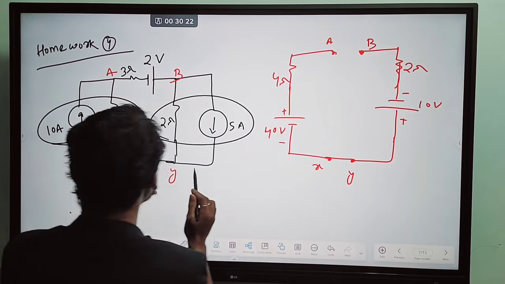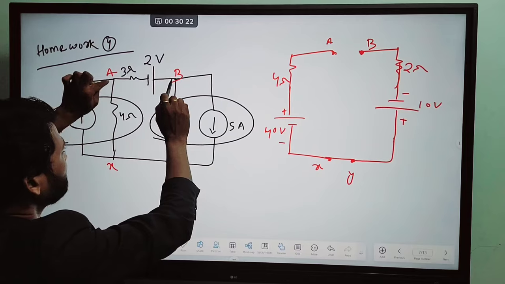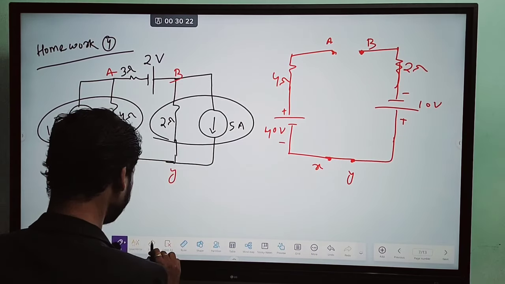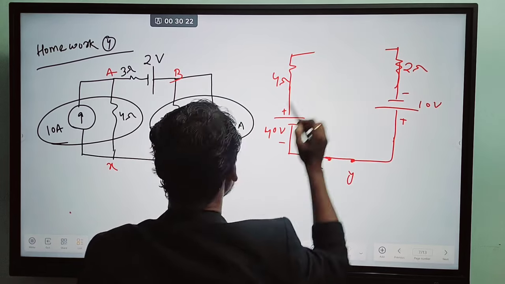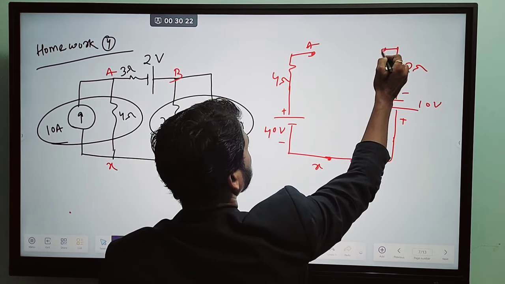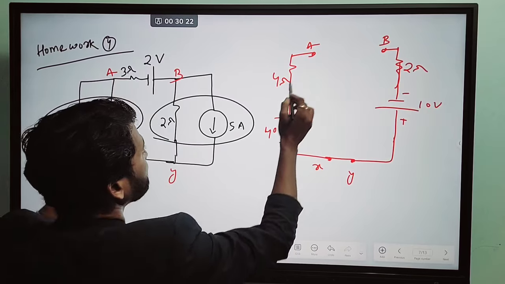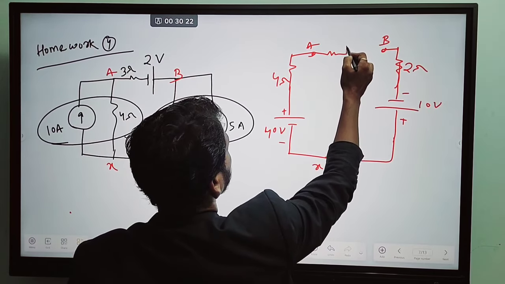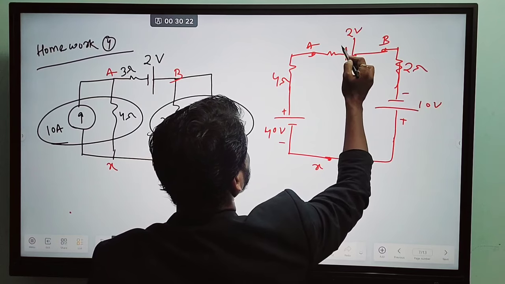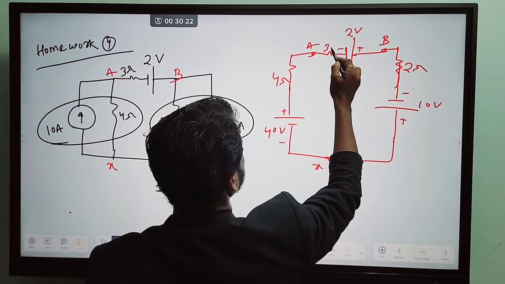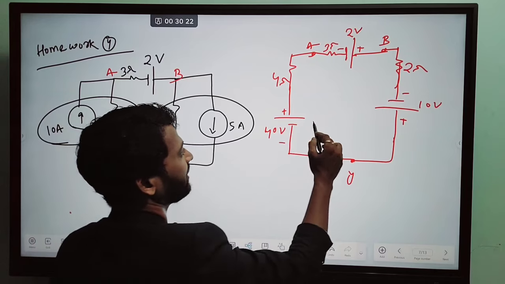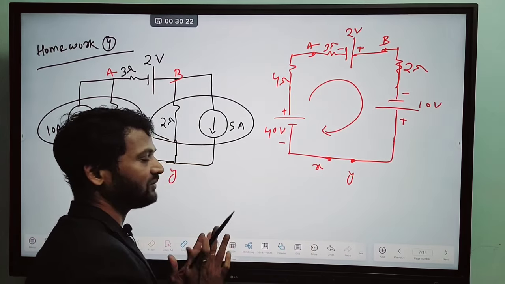Dekho, X and Y is shorted, but from A to B there is a resistor and a potential. So what I'm erase kar raha hu, matlab ye point A hai, ye point B hai, theek hai. So we have a resistor and a potential of 2 volt minus and plus, resistance is 3 ohm. So now you can simplify the circuit, you can find out it's only one mesh, only one mesh.